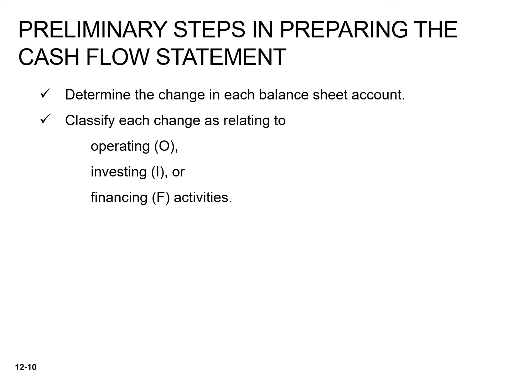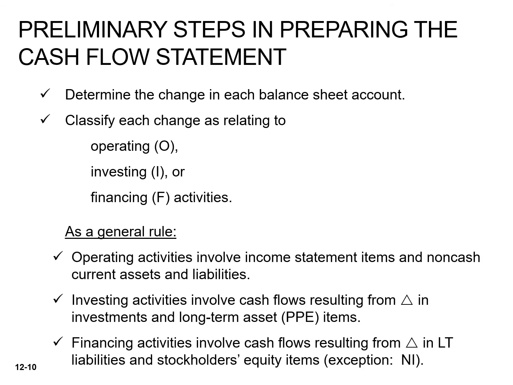I want you to follow the following general rule. Operating activities are going to involve income statement items such as net income and depreciation, and you're also going to look for those non-cash changes that occur in current assets and current liabilities, such as accounts receivable, inventories, accounts payable, and wages payable.